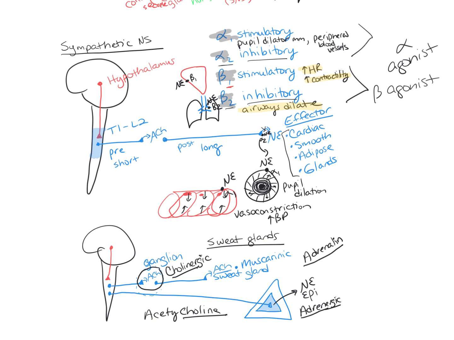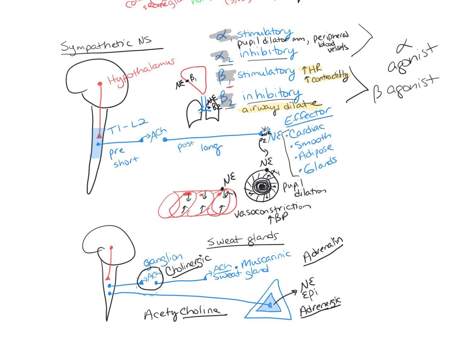A sympathetic antagonist would block these receptors. So if it blocked alpha-1, then the pupils would not dilate and the blood vessels would not constrict. And so it would cause the pupils more or less to constrict, and it would cause the peripheral blood vessels more or less to dilate. A sympathetic antagonist would block alpha-2 so that more norepinephrine would spill out, which would activate all of these effectors.